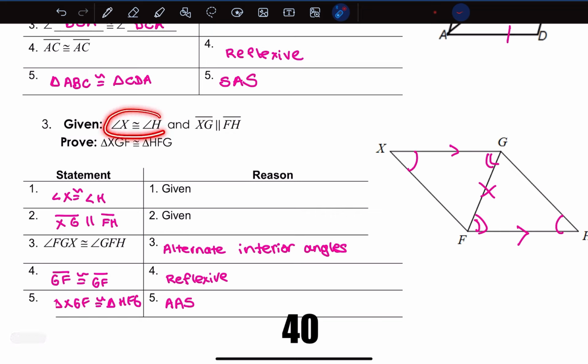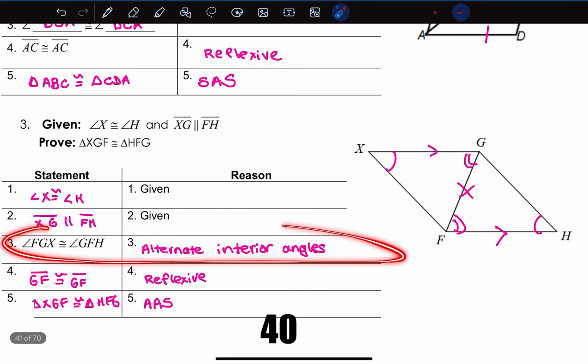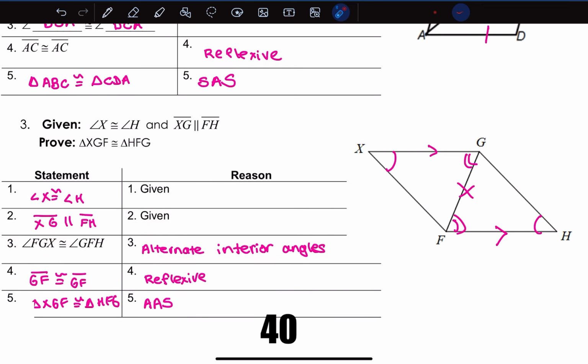Number 3, angle X is congruent to angle H. So I marked it here, so I have one pair of congruent angles already. And then again, this is the symbol for parallel lines. I like to use alternate interior angles, so I'm going to mark that angle XGF is congruent to angle HFG by alternate interior angles. This is 3 that you're going to state.